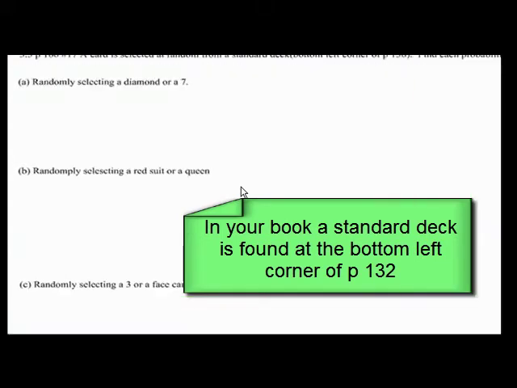So first we're going to find the probability of randomly selecting a diamond or a 7. Now we're only choosing one card, so we need to look at whether or not they're mutually exclusive. So first we're going to find the probability of selecting a diamond, and then we're also going to look at the probability of selecting a 7. So we're going to add the probability of selecting a 7. And now since they are not mutually exclusive because you have a 7 of diamonds, we're going to subtract the probability of the 7 of diamonds.